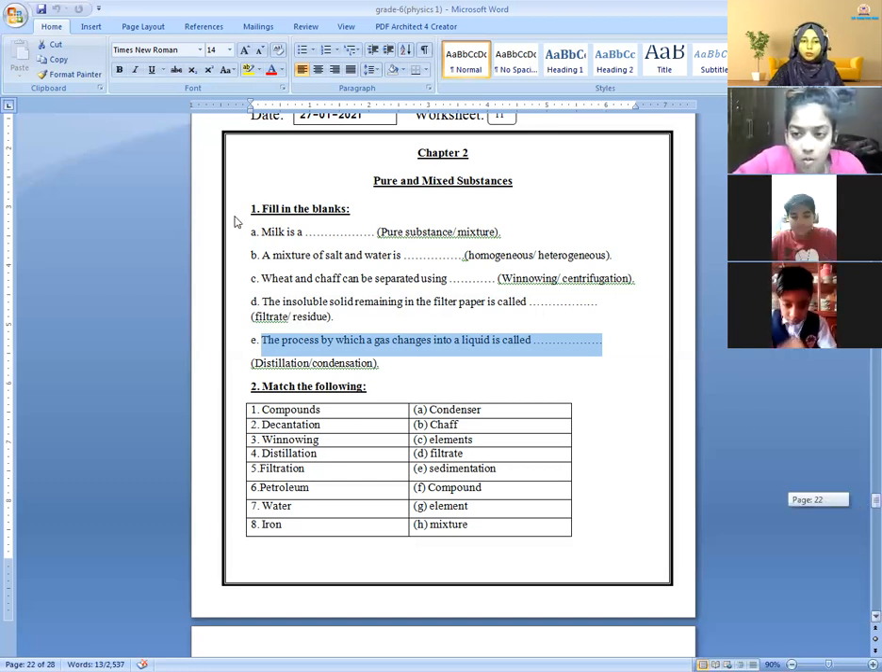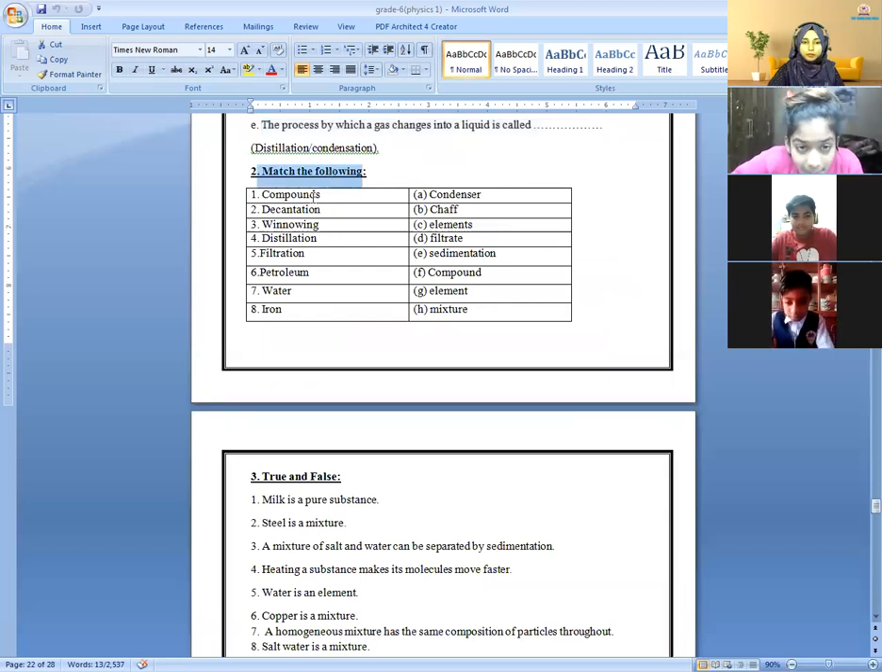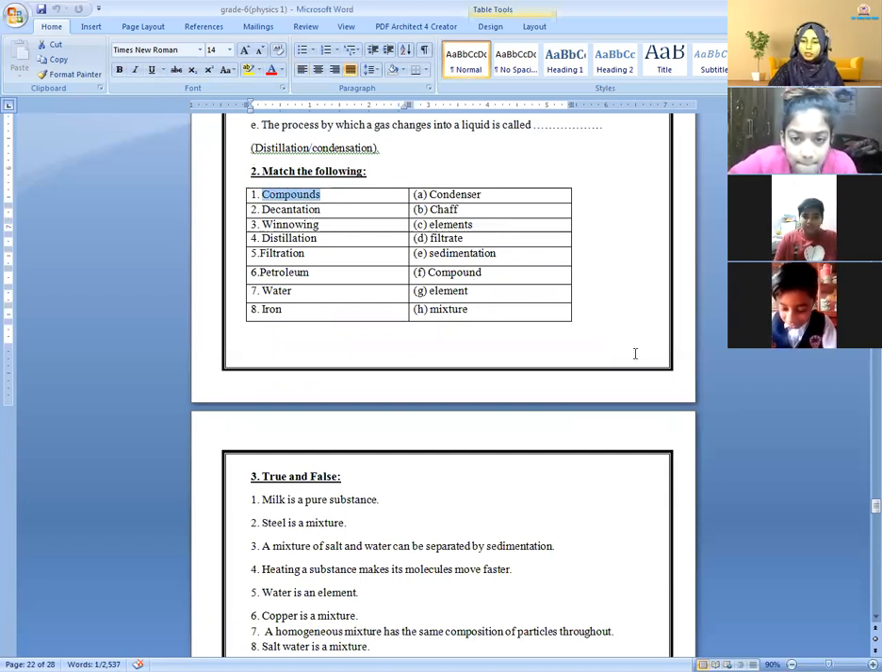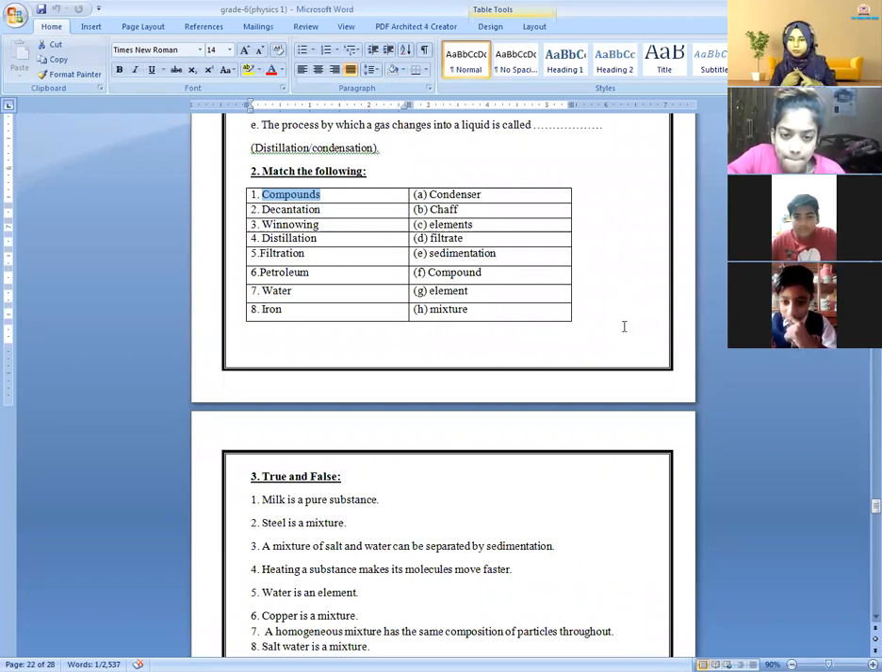Number two, match the following compounds. Don't know. We learned about compounds in the last chapter. Water is what? Water is element or compound? Compound. Exactly. Water. And how does it become a compound?